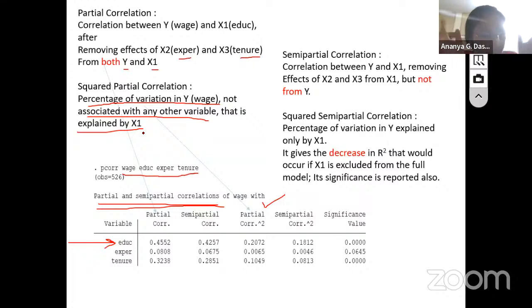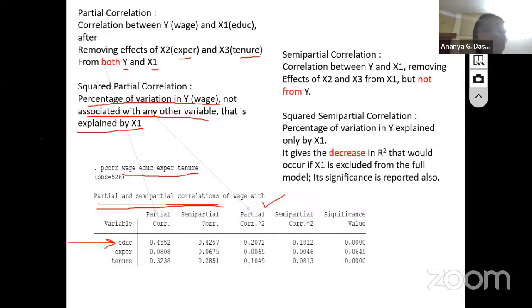Okay, so when you're looking at different models, you're not sure about the theoretical relation between variables. These are some of the things that you can actually look at. You can look at partial correlations. It'll give you some idea about how these variables are related with each other in isolation.